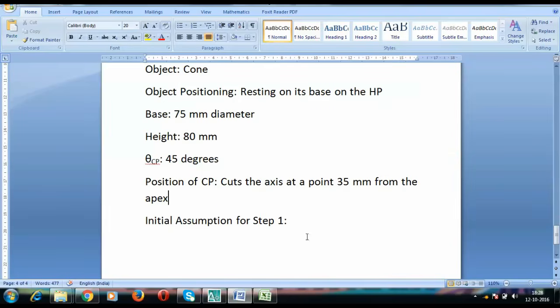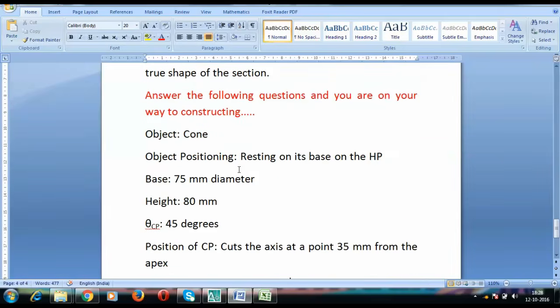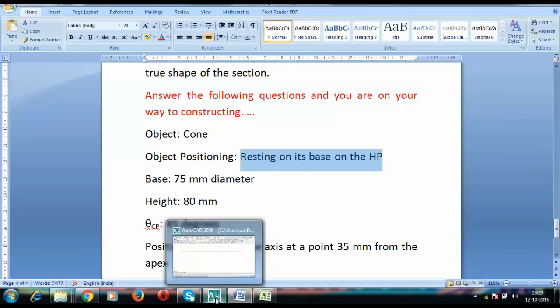Now, the initial assumption for step number 1. Since this particular cone is resting with its circular base on the HP, we have to start with the top view first, because the true shape of the base is seen from the top. Hence we have to begin by drawing the top view, and accordingly its front view, that is a triangle, will be made. Alright, so let us start.